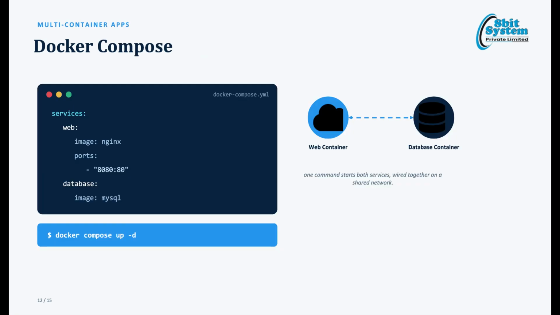Most real applications need more than one container. Maybe a web server needs a database and a caching tool all working together. That's where Docker Compose comes in. Instead of starting each container one by one manually, you write one simple file that describes your whole application, including each service and how they connect. Then, with a single file and a single command, docker compose up, Docker builds and starts everything at once.